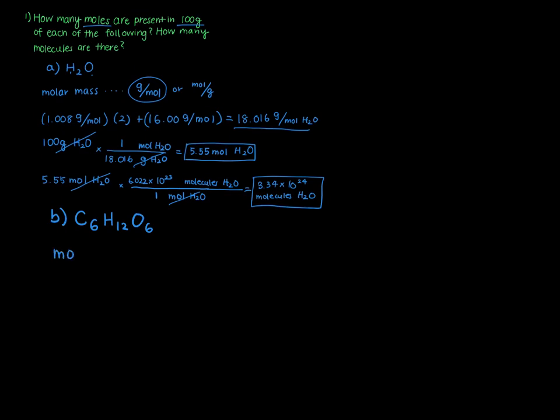So the molar mass, go ahead and pull out your periodic table again, and then look at carbon, hydrogen, and oxygen. So for carbon, it is 12.01 grams per mole. And then we have 6 of those, so make sure to multiply it by 6. And then we have hydrogen, which is 1.008 grams per mole.